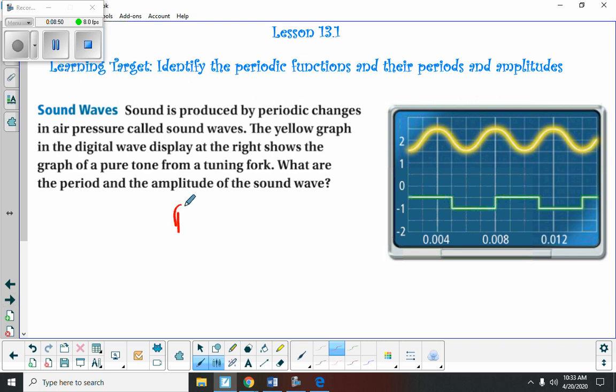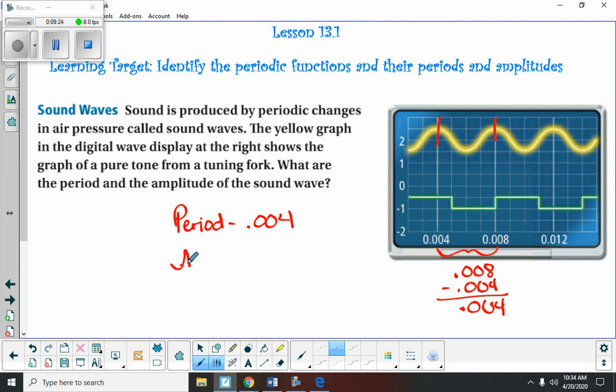Okay, so let's do the period first. The period is the horizontal distance for one full cycle. So you can just pick anywhere here and see where is a full cycle. So this is a max, going down to a minimum, up to a max. And that goes from 0.004 to 0.008. So the distance between there, we would subtract, and it would be 0.004. So it's 4 thousandths of a unit.